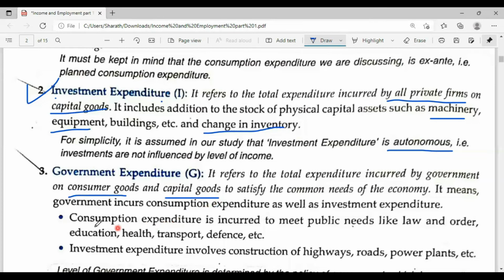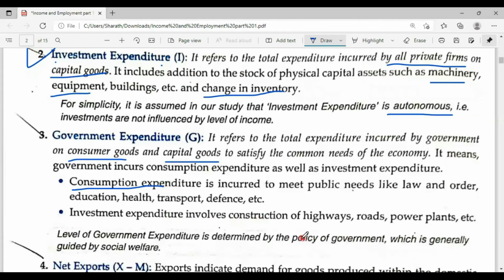What can be an example of consumption expenditure? Expenses incurred on law and order, administration, education, health, transport, defense, and scholarships all come under consumption expenditure by the government. And investment expenditure is the construction of highways, roads, educational institutions, and power plants, all treated as investment expenditure. Put together, we call it government expenditure.